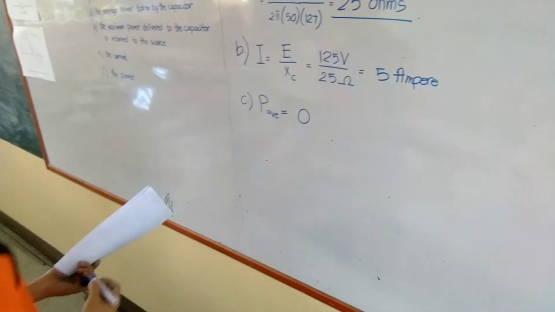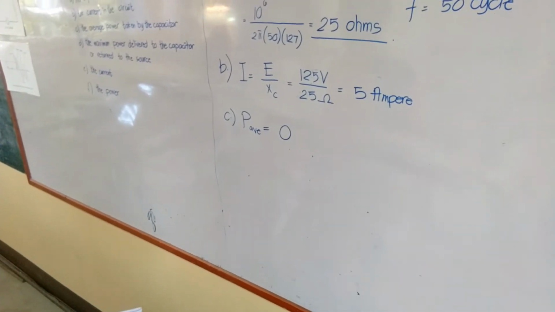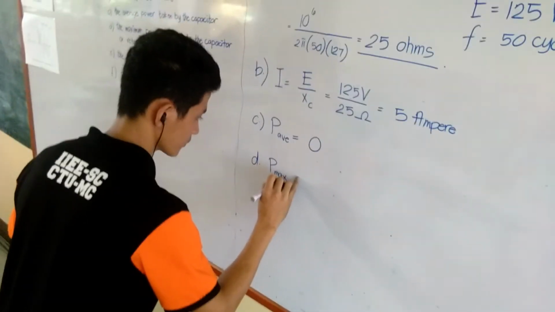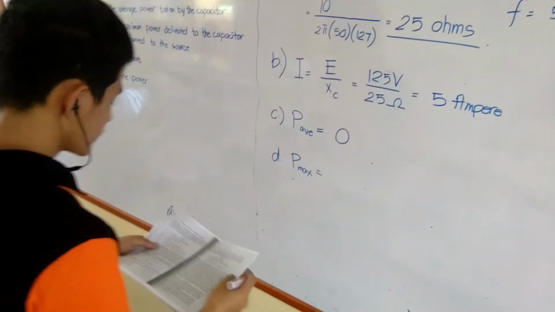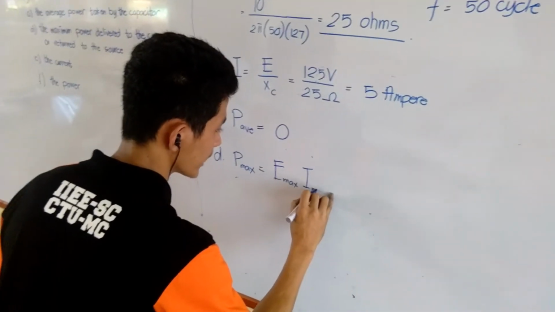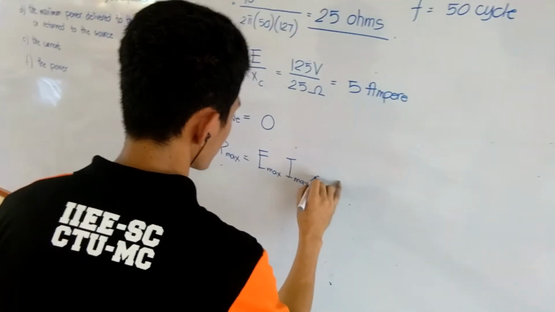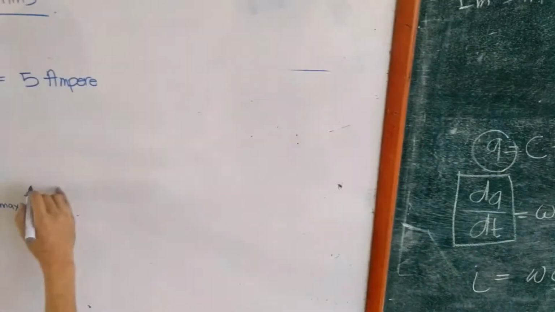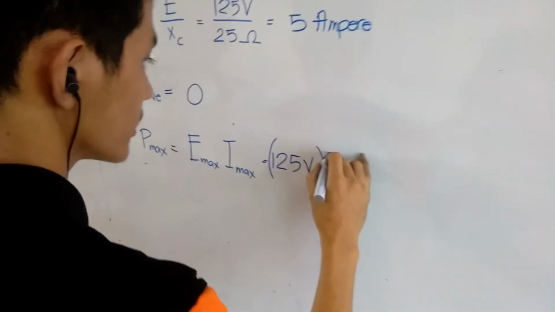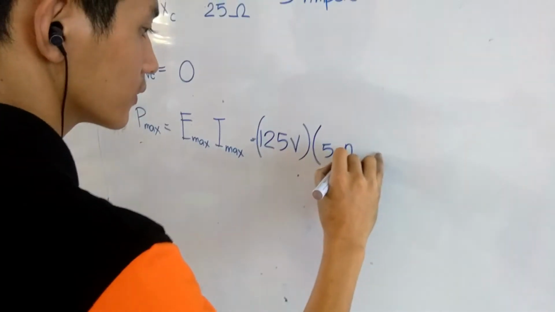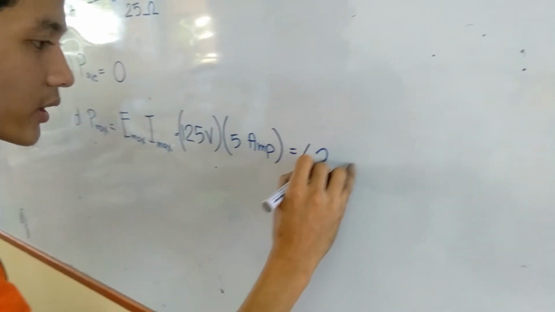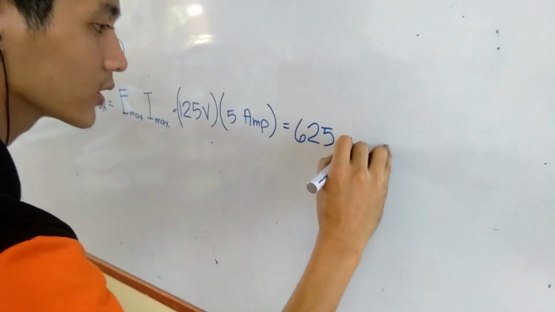And then we have to find the maximum power delivered to the capacitor or returned to the source. Since maximum power is equal to E max times I max, we have here E max of 125 volts multiplied by 5 ampere, which is equal to 625 watts.